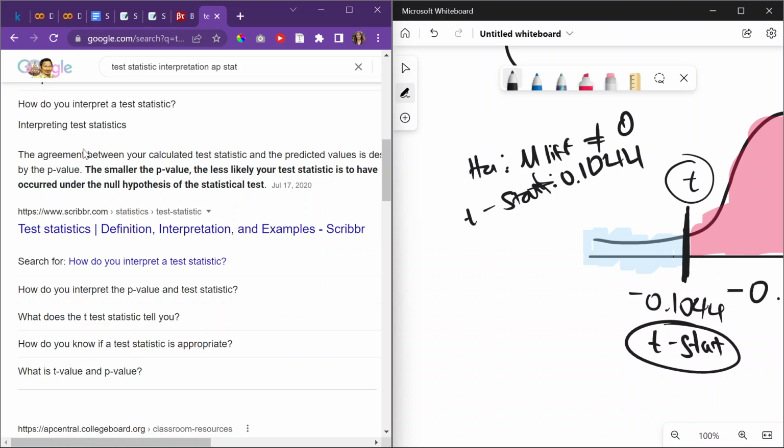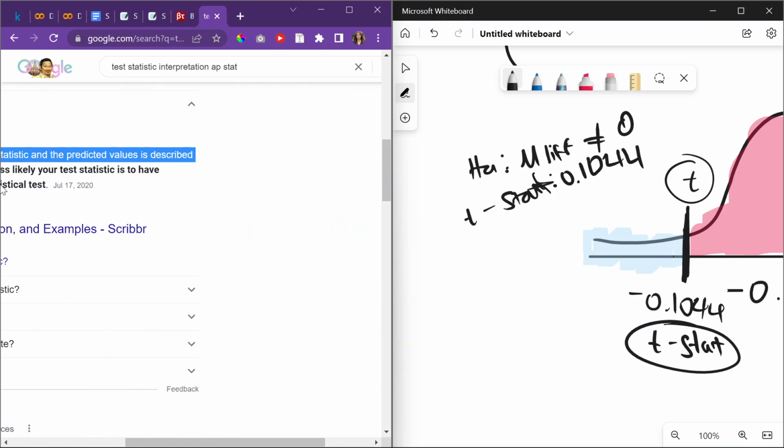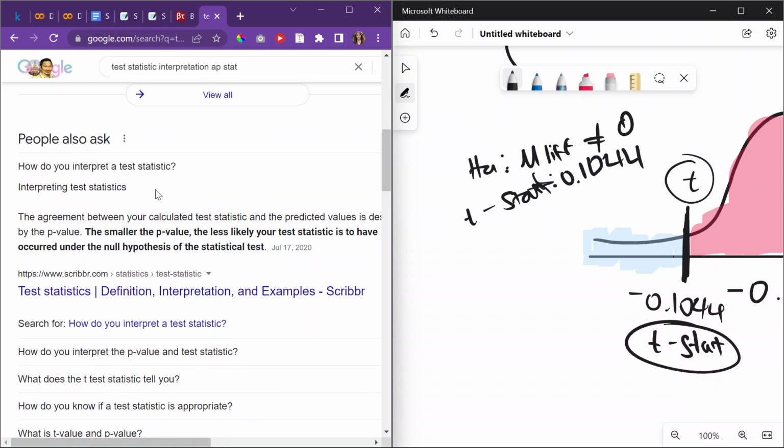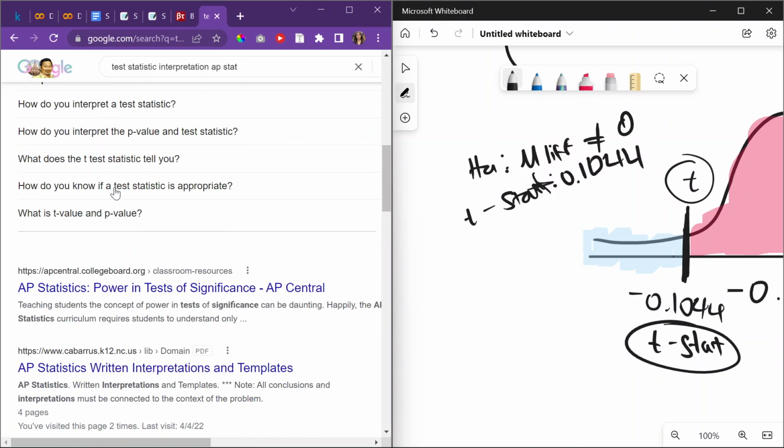Because there's always an interpretation of the p-value, but what about the test statistic? The agreement between your calculated test statistic and the predicted values is described by the p-value. The smaller the p-value, the less likely your test statistic is to have occurred under the null hypothesis of the statistical test, right? Okay, but the test statistic, what does it mean? Like, what's the definition?